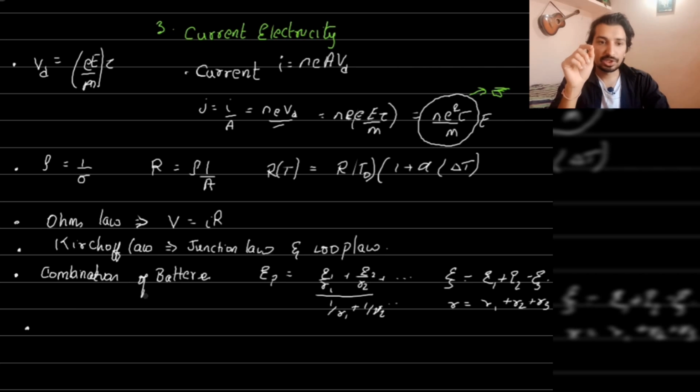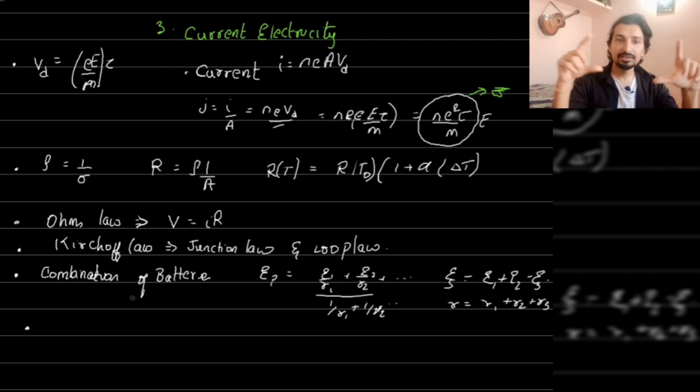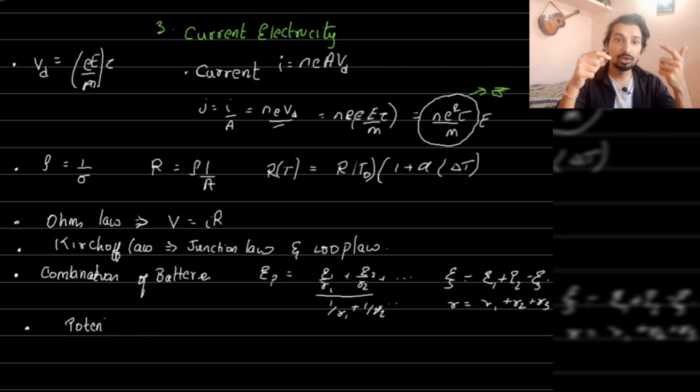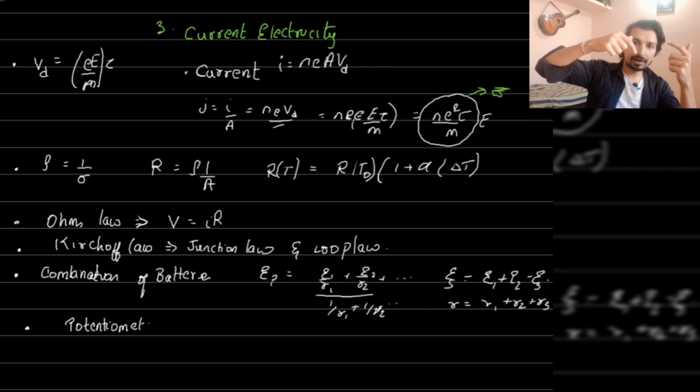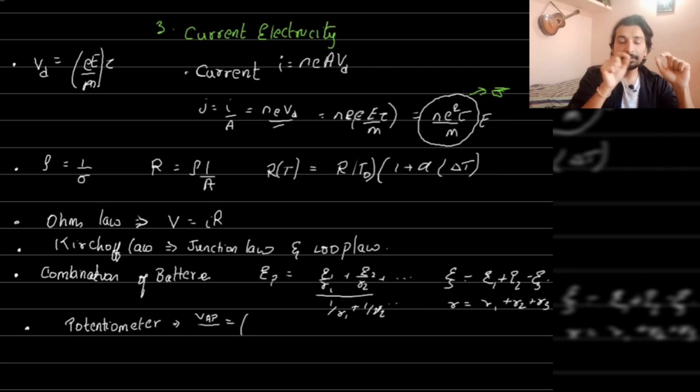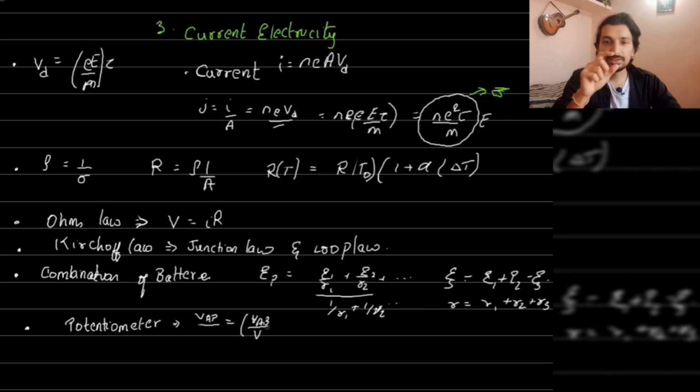Then you have something called a potentiometer. A potentiometer is a device which has a wire, and you can measure any unknown potential through it. You have a galvanometer attached to the potentiometer. When you find a balancing length on the wire, you touch the other wire after connecting the resistance. At some point the galvanometer shows 0 deflection, because the current passing through the galvanometer will be 0 at that point.